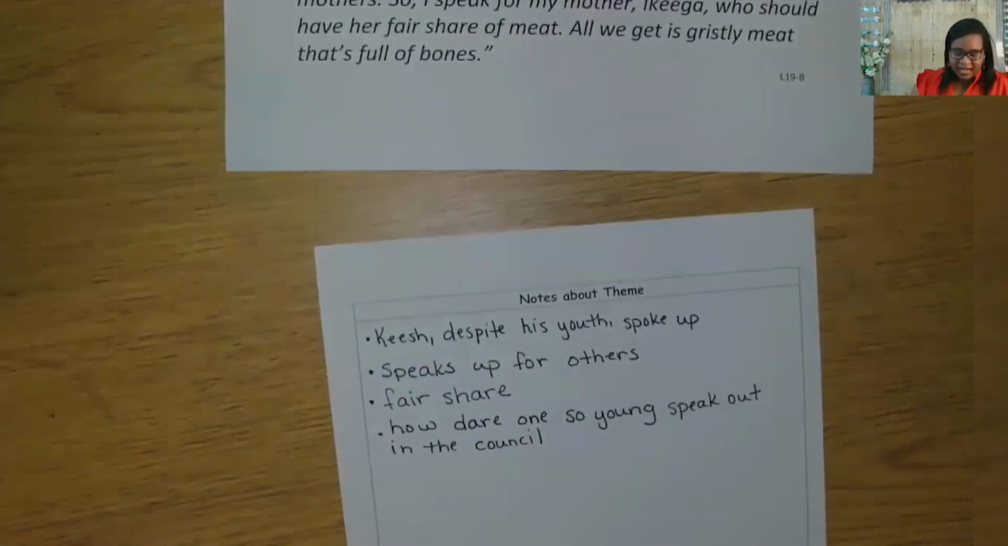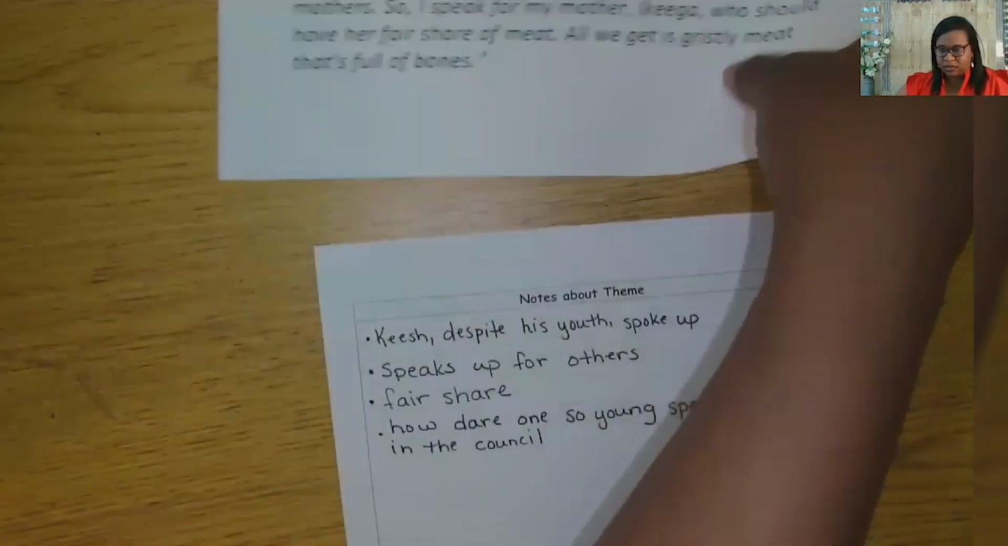Now, as I read the next selection, remember to be thinking, what do I hear that connects to leadership?